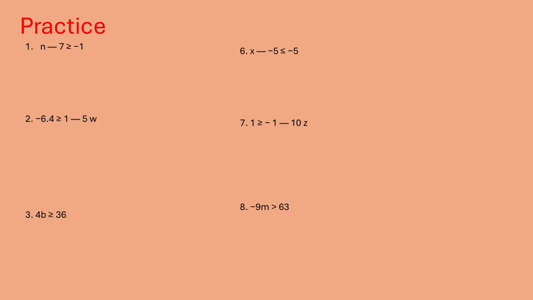Okay. All right. Number 1. Let's practice. What is the first thing I'm doing here? I'm going to add 7 to both sides. So I'm left with n is greater than or equal to 6. There you go. Do I need to do any division or multiplying here? No. That is the inequality of subtraction.